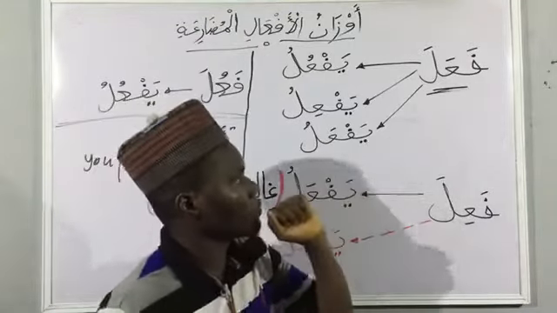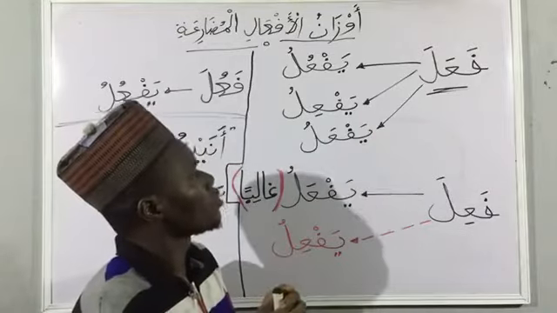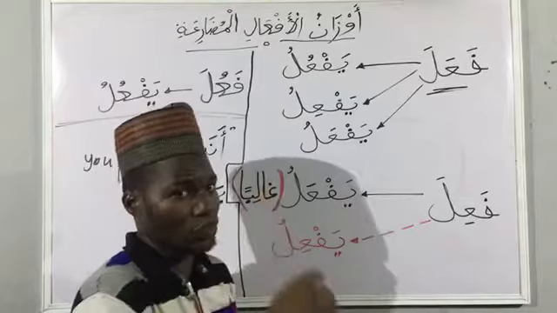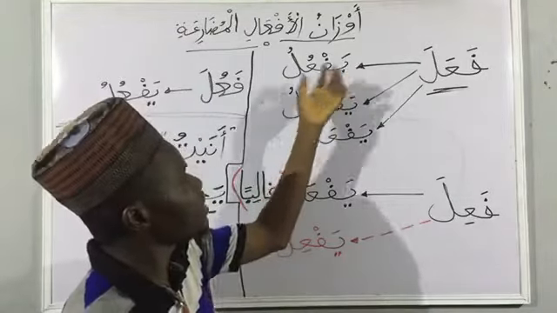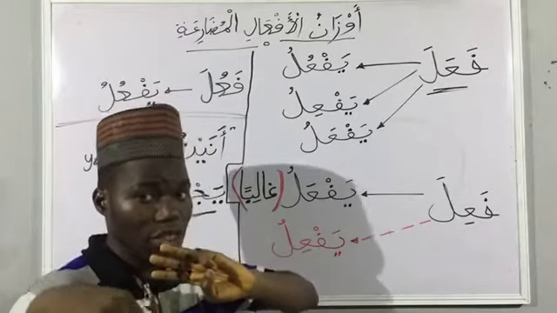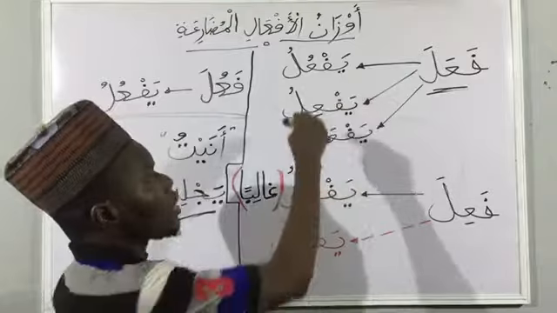So fa'ala, that's the first wazn. We can do Sarf. Don't forget, we are doing Sarf. So we can get the Fil Mudari in three forms. You can check the notes so as to follow. So fa'ala, the first is, you see how it is written.